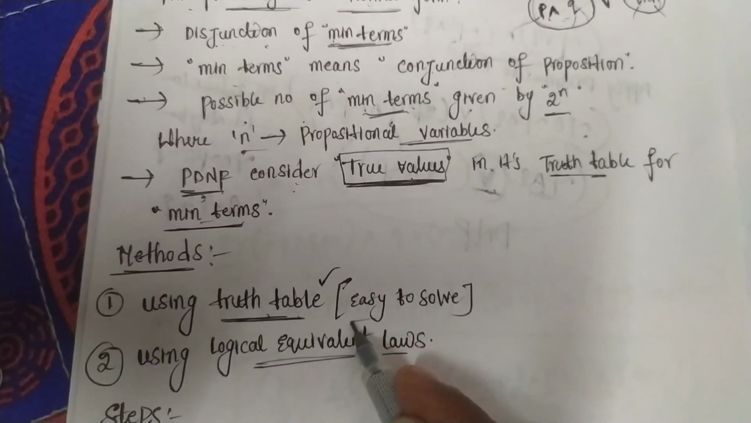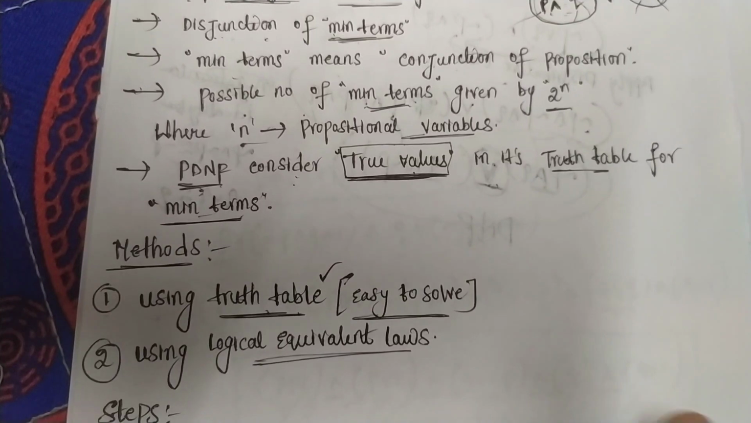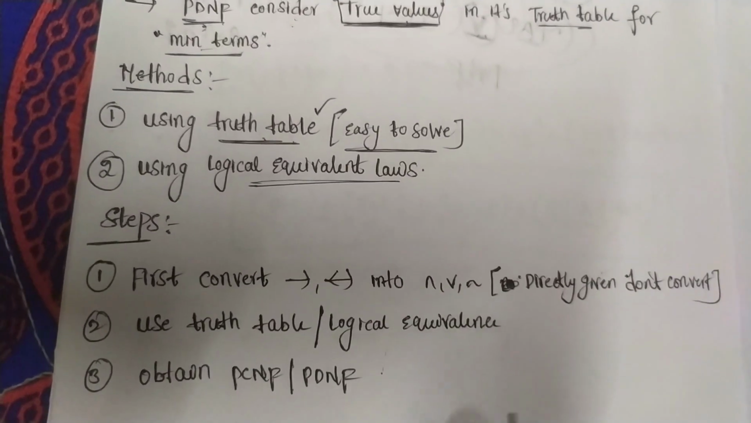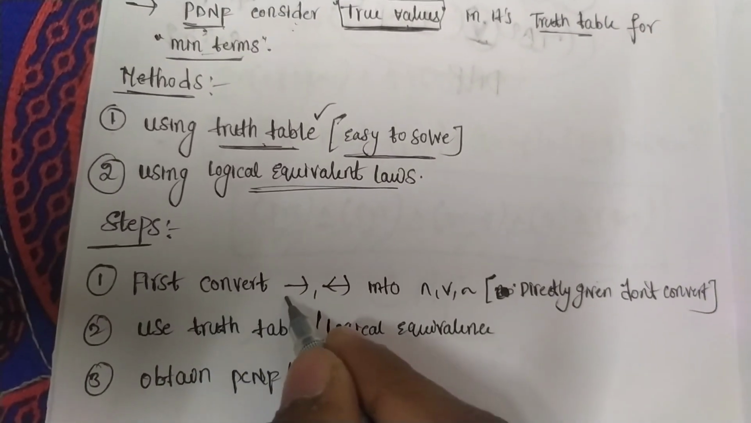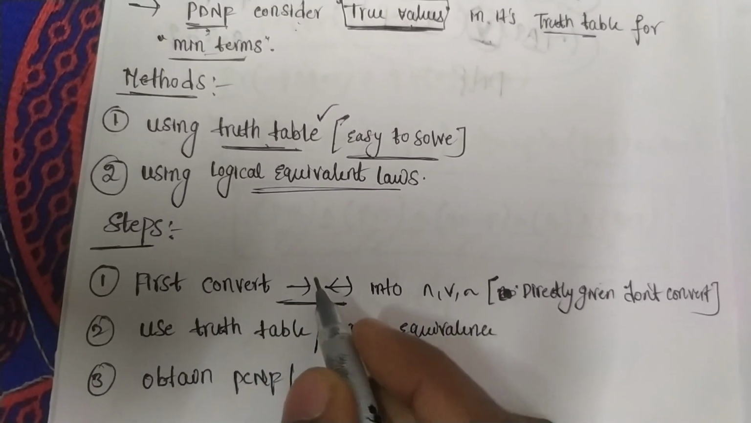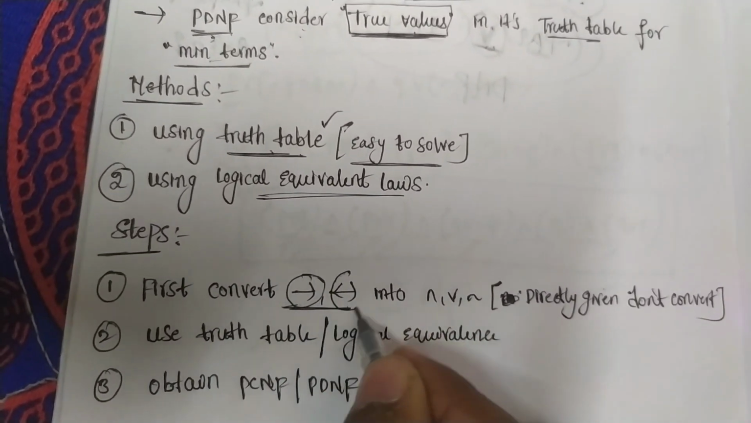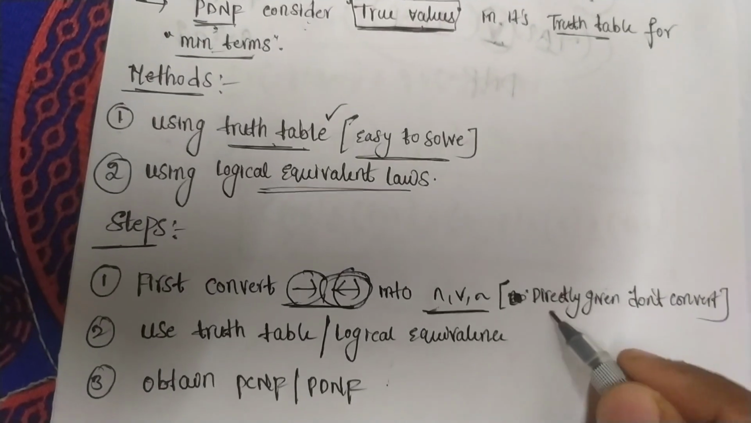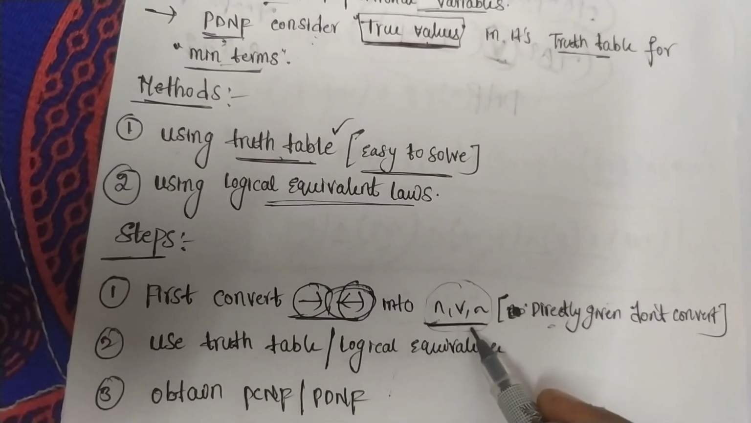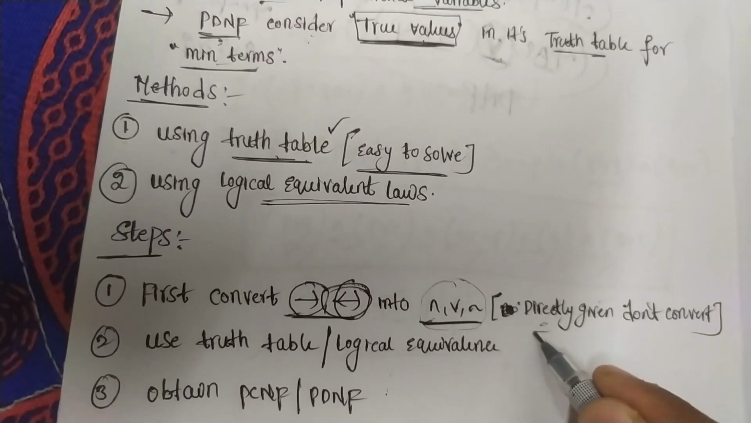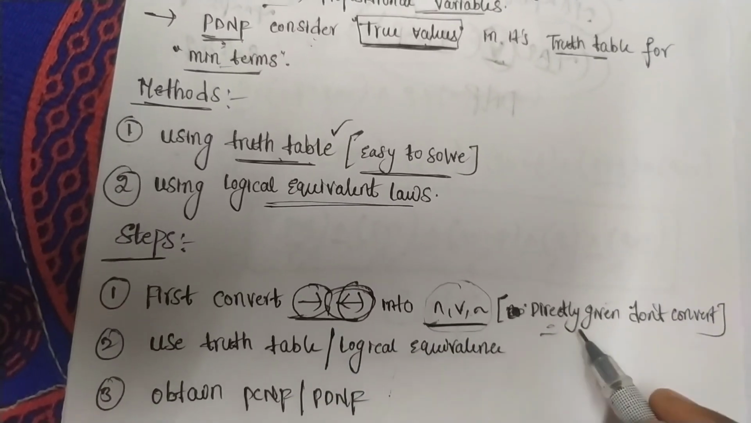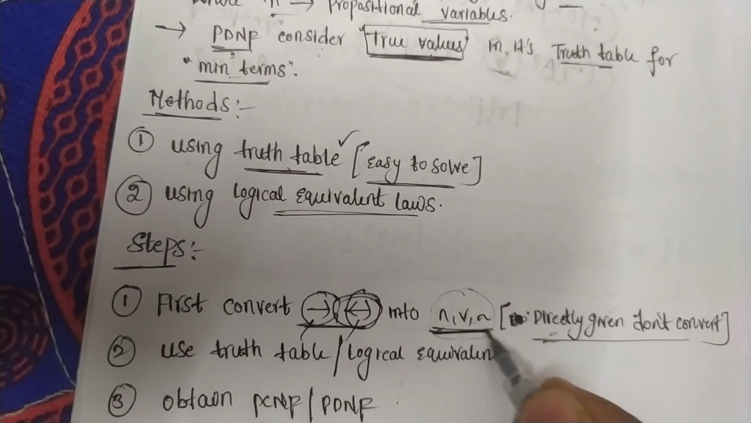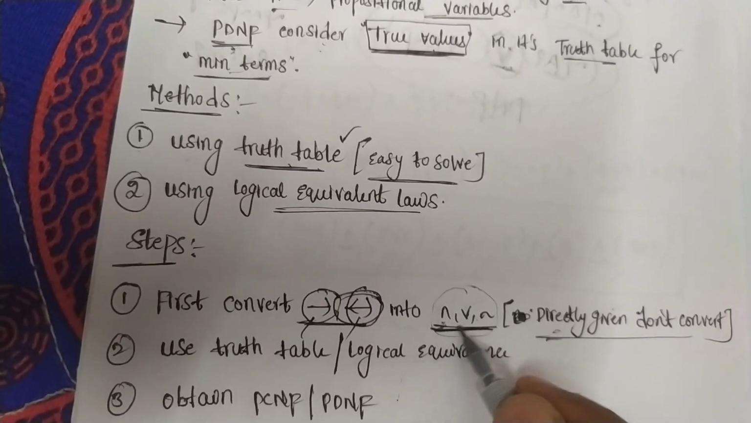Among these methods, the truth table is an easy method to solve problems related to PCNF and PDNF. Here are some steps we have to follow to obtain the PCNF or PDNF. The first step: whenever the problem is given in implication or bi-implication form, we have to convert it into and, or, and negation. If the question directly gives the and, or, negation form, we do not have to change it. It is directly given, so don't convert. If it is given in those two forms, we have to convert it into the form of and, or, negation symbols.